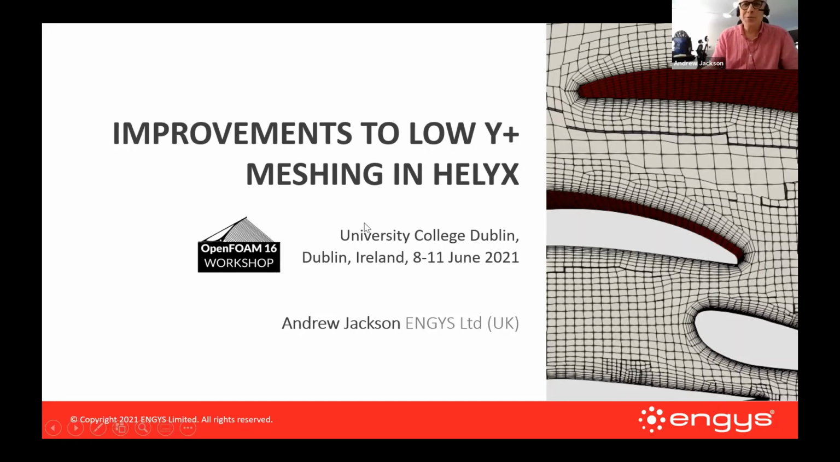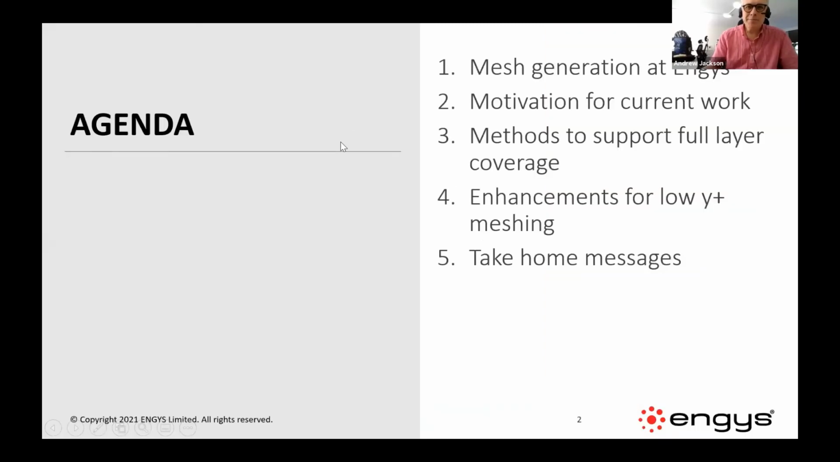My talk is looking at some work we've done on low Y+ meshing in Helix over the last year; low Y+ in particular has been the focus of the last year's work. The agenda of the talk is: mesh generation as we do it here at NGIS, a motivation for the current work, some methods we've developed to support full layer coverage, some enhancements that we've made to this method for looking at low Y+ meshes, and some conclusions.